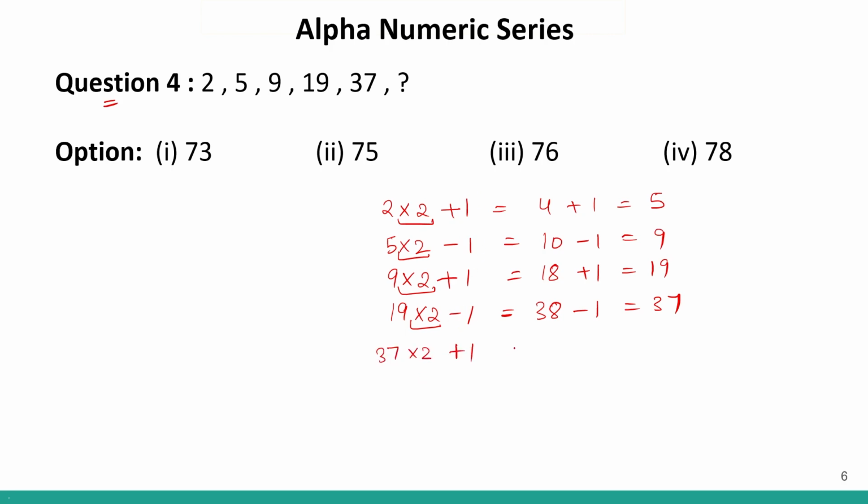37 into 2. 7 into 2, 14, 1 carried. 3 into 2, 6 plus 1, 7. So 74. 74 plus 1, we will get 75. This will be my answer. 75 is given in option number 2. So option number 2 will be the correct answer to this question.